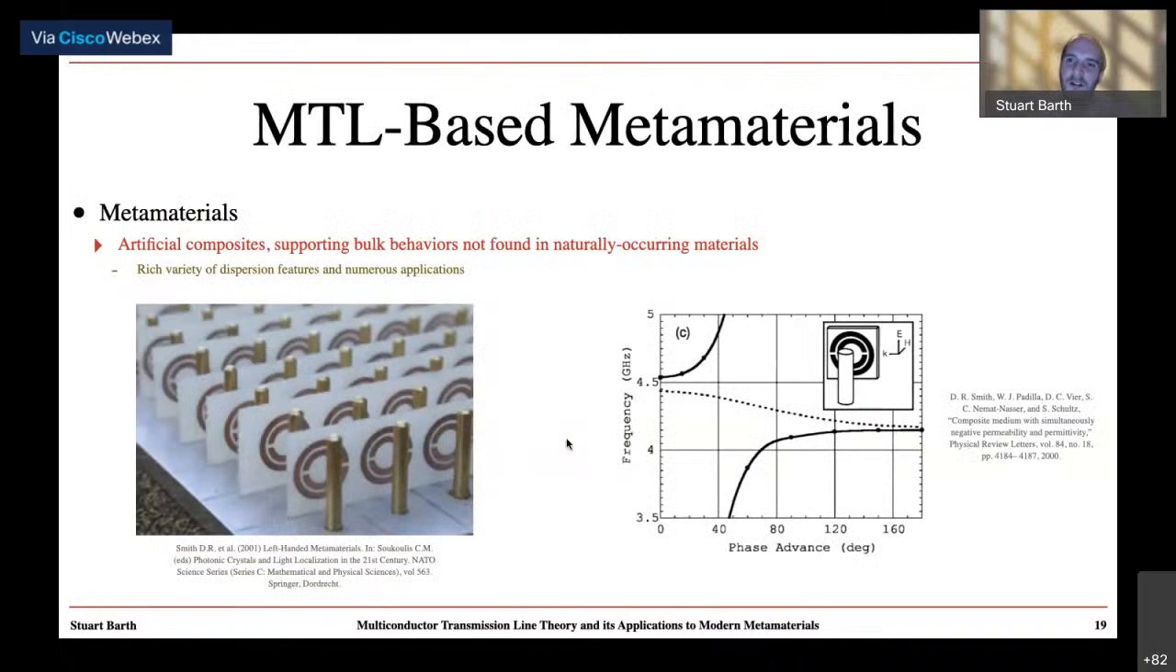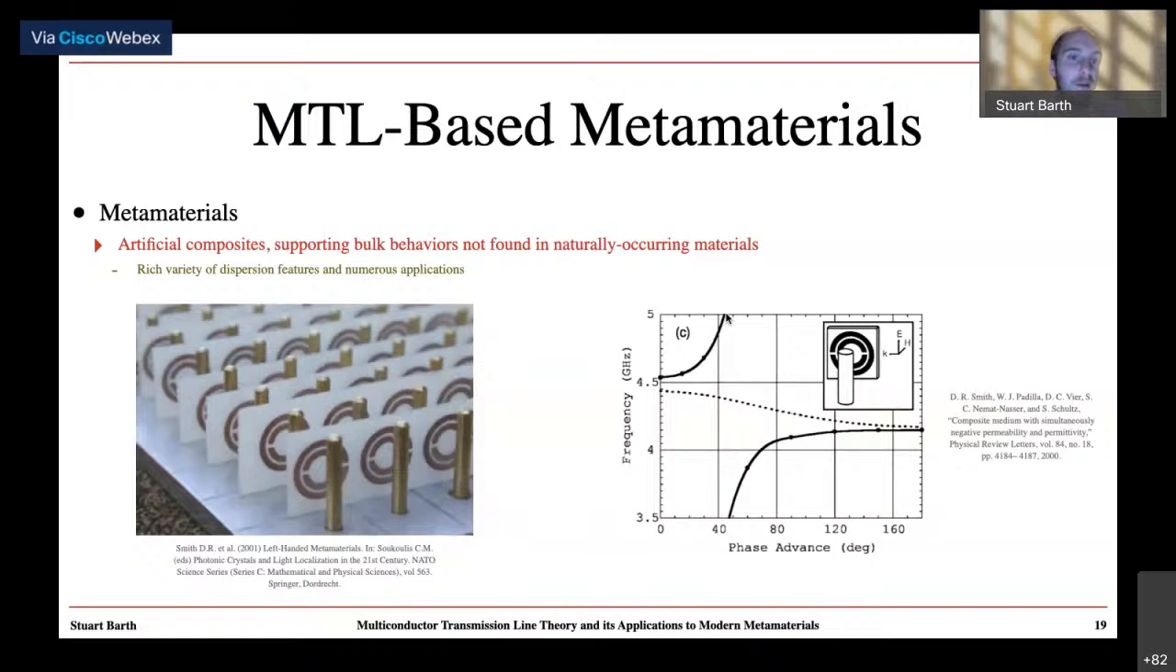So now that we understand all the math and the physics behind it, how can we use it? Well, this is where the applications to metamaterials come in. As you may know, metamaterials are artificial composites which support bulk behaviors not found in naturally occurring materials. Of course, there is a rich variety of dispersion features and numerous applications that have been investigated over the years. I've shown the canonical metamaterial here, which is the split ring resonator wire media. We know that we can design this type of structure to get a number of interesting things, such as this dispersion diagram shown on the right, which shows backwards propagation and bandgap and other interesting phenomena.